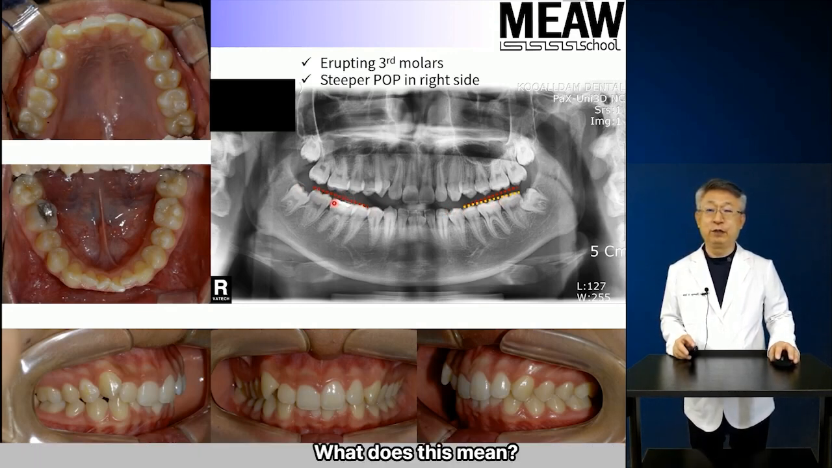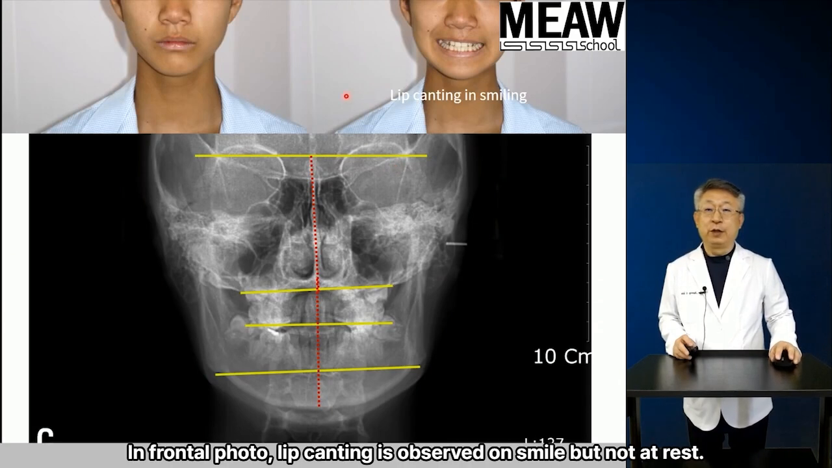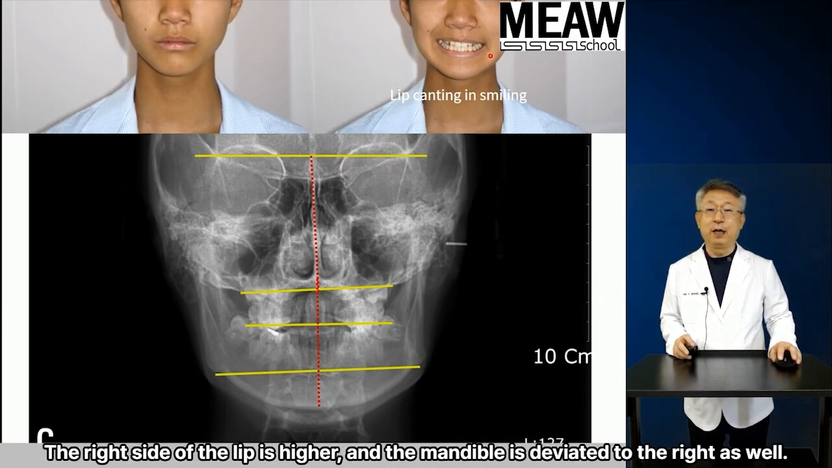What does this mean? It means that the mandible is deviated to the right. In frontal photo, lip canting is observed on smile but not at rest. The right side of the lip is higher, and the mandible is deviated to the right as well.